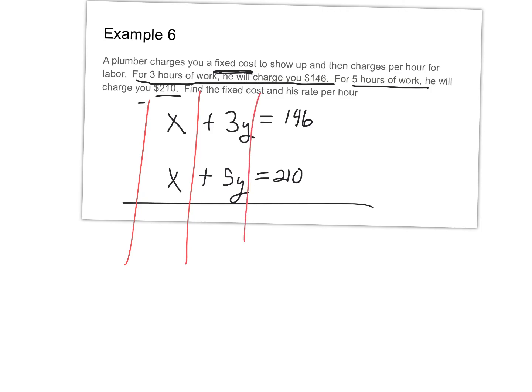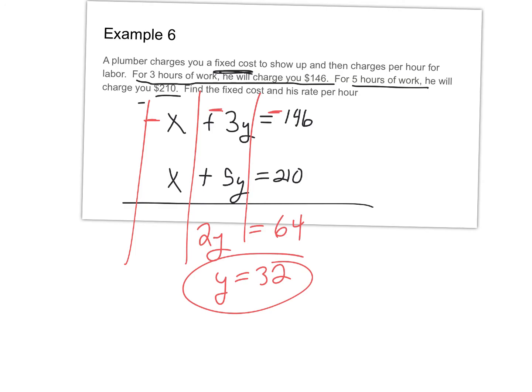Okay, so again, I'm going to tweak this top equation here, negatives. So add down, I'm going to get 2y is equal to, I need my calculator for this, 210 minus 146, you get 64, so y equals 32. So he charges you $32 per hour for his labor. Now let's go back. The nice thing is I'm going to get rid of the negatives because I can do that. And I'm going to pick that top equation to work from.